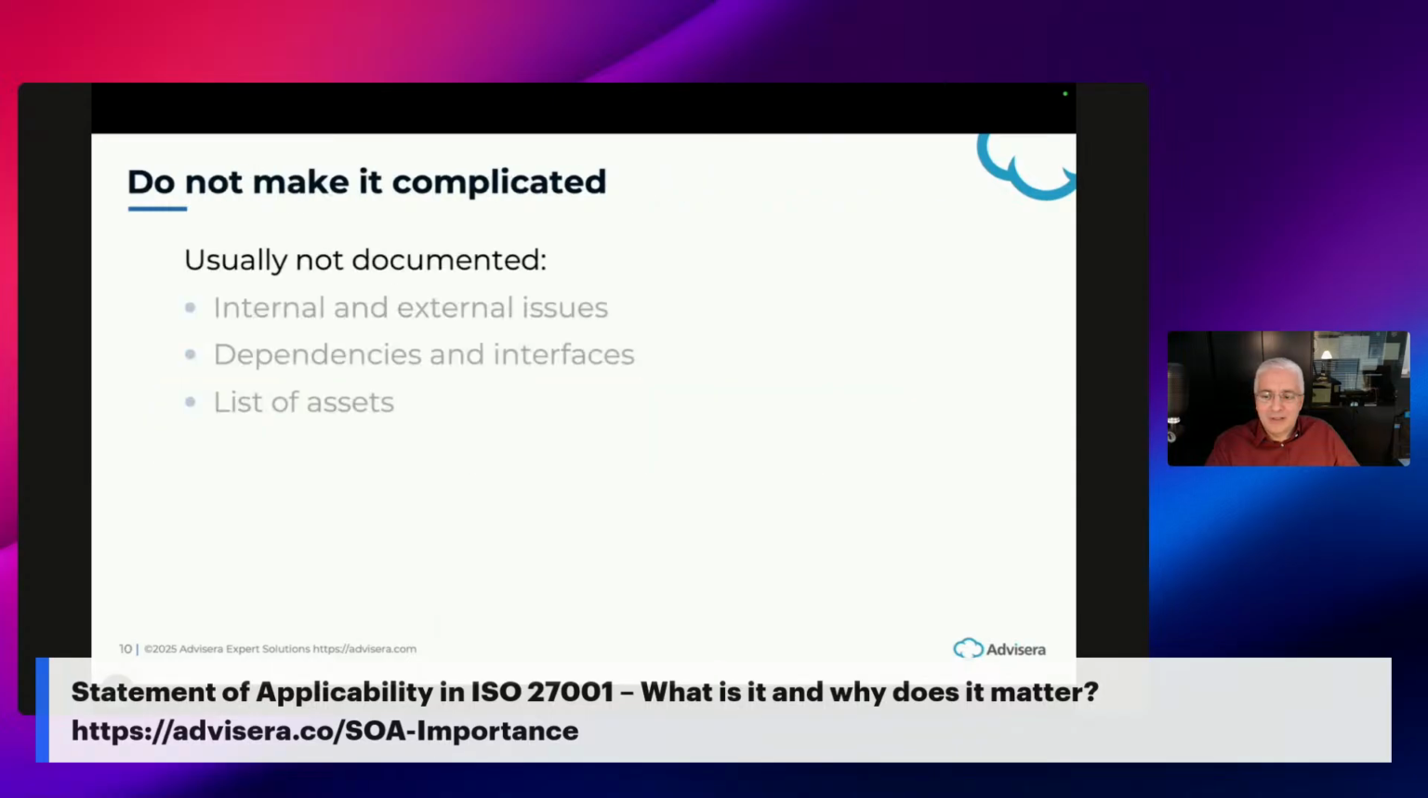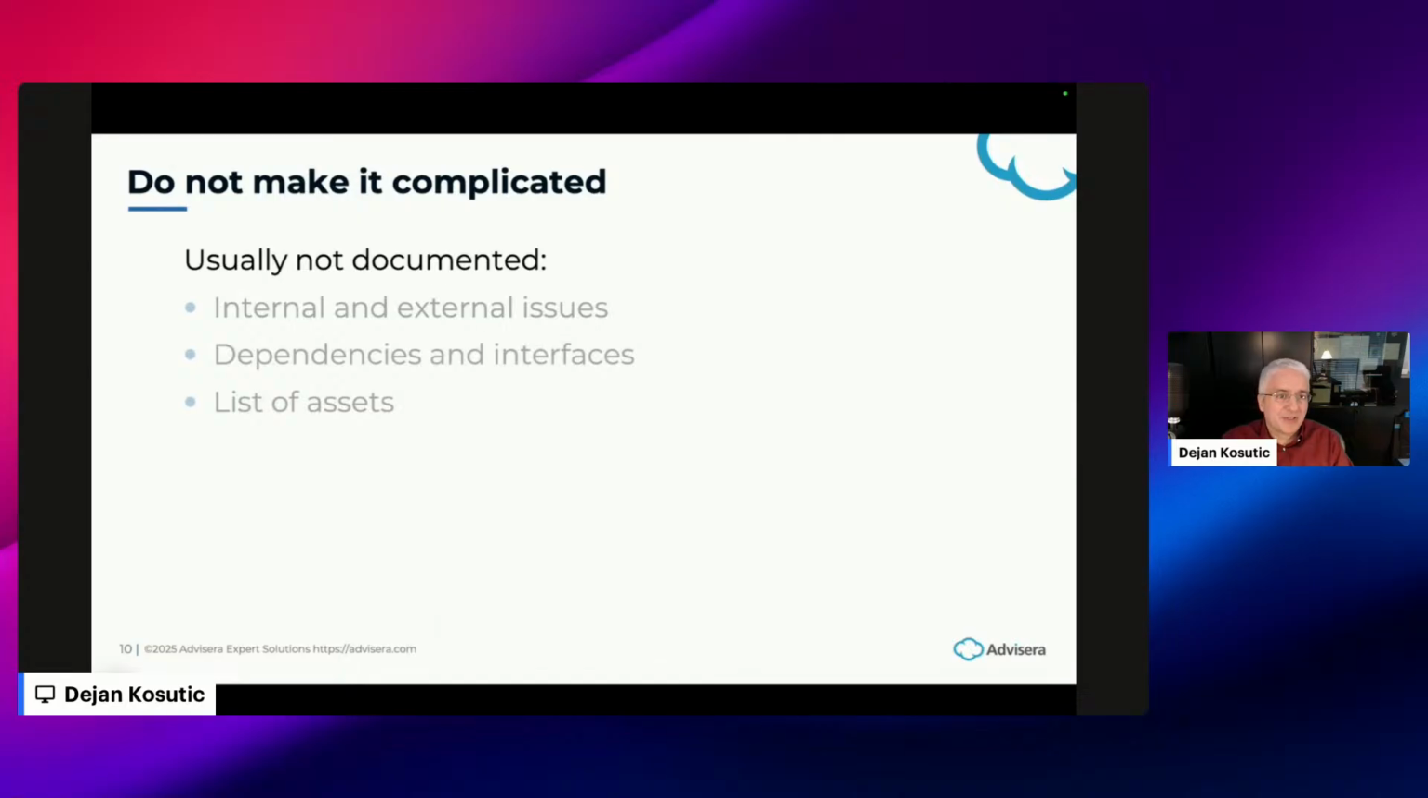Now, another tip here is that you should not complicate too much when writing this scope document. I've seen lots of companies making mistakes when writing this document. They try to explain in very detailed, elaborate on all the internal and external issues in this ISMS scope document.